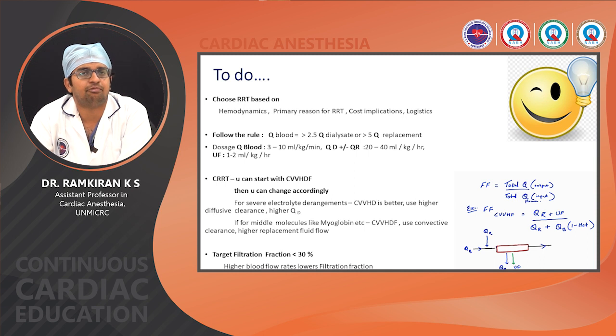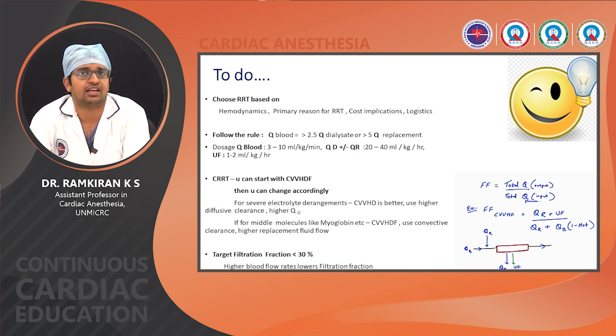For example, if the patient is in sepsis or has myoglobin and so on, meaning increased large molecules, then CVVHDF, because you use higher convective clearance, so use higher replacement fluid flow. So accordingly you can change the diffusive clearance, that is the dialysate flow, or the convective clearance, that is the replacement fluid flow, and always keep the filtration fraction less than 30%.